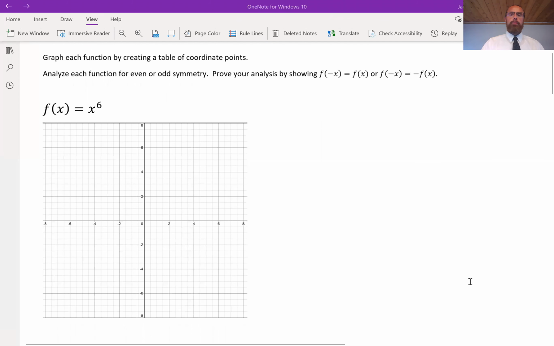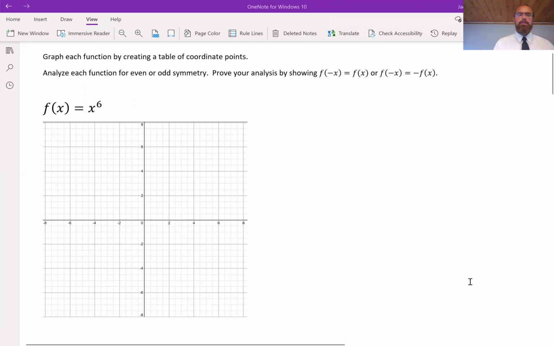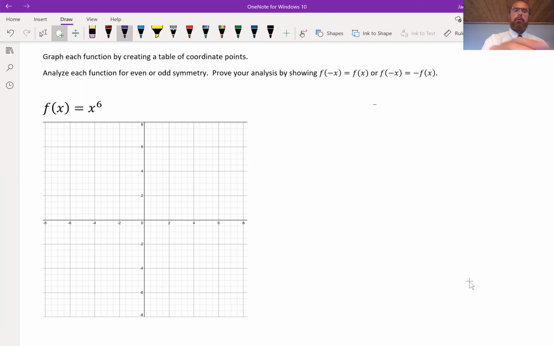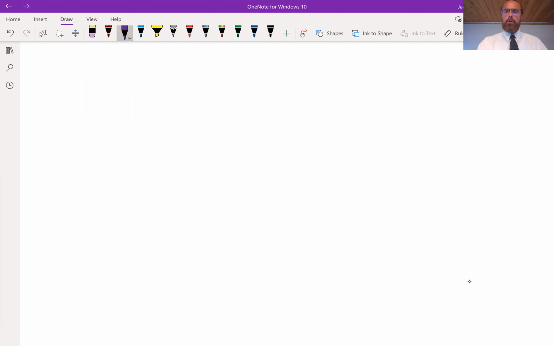The first function we want to take a look at is f of x equals x to the power of 6. So our first task is to graph the function by creating a table of coordinate points. And we'll start that by making our table. Let's grab a pen here and record our table.